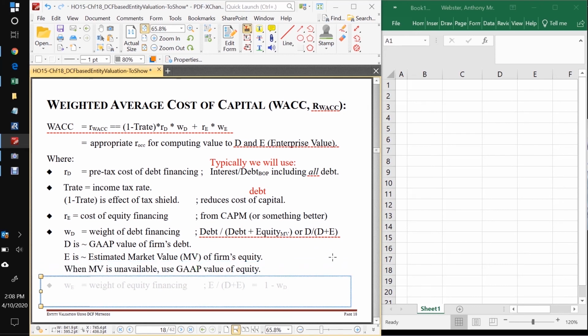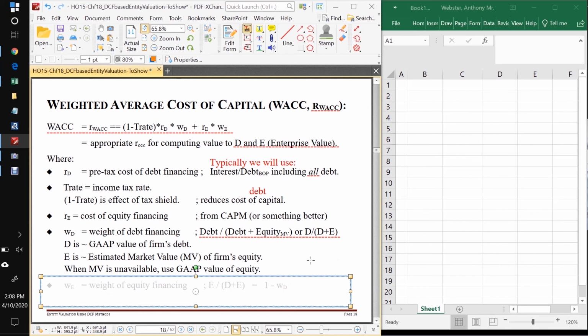Sometimes, if we're valuing a private company and the estimated market value of the firm's equity is not available, and that's sort of the whole point of the exercise here, then we're going to use the GAAP value of the equity. No shame in that, no harm in that. If you don't know an estimate for market value of equity, use the GAAP equity value.